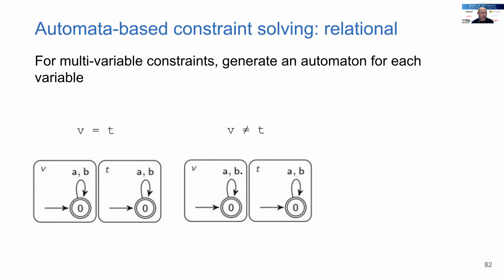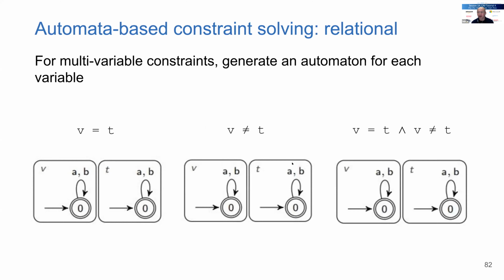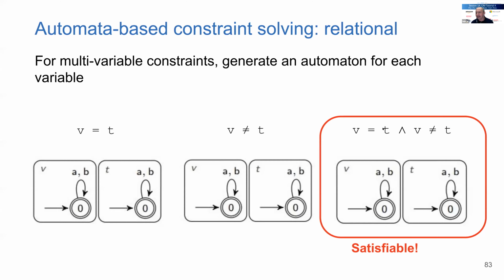This one says they should be equal, this one says they should be not equal. But notice that the automata I'm getting for each individual is the same, okay? Because they can take any value. Now if I take their combination, the automata product, I'll still get the same result. Basically, they can take any value. So this is not good, because it says V equals T and V not equal to T are satisfiable, right? So this should not be satisfiable.